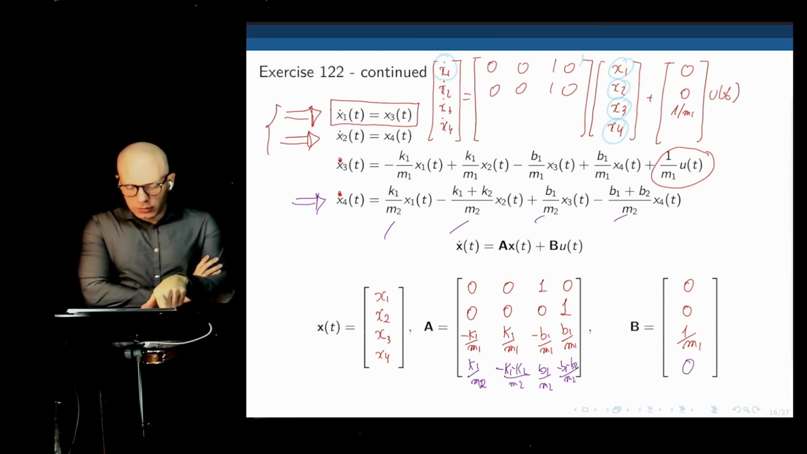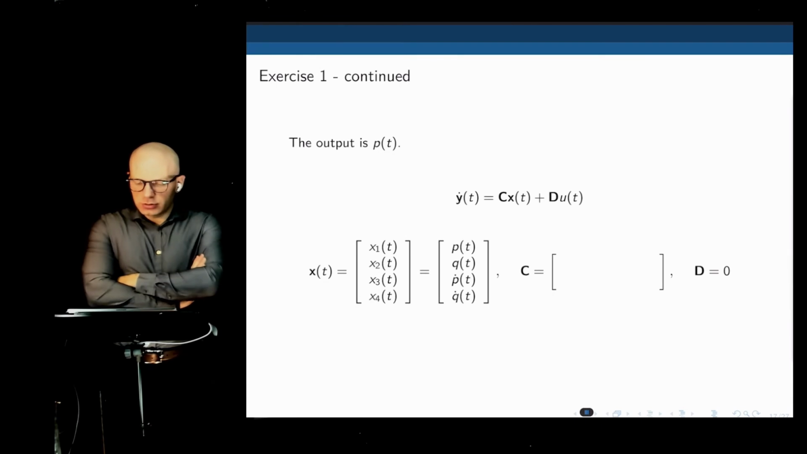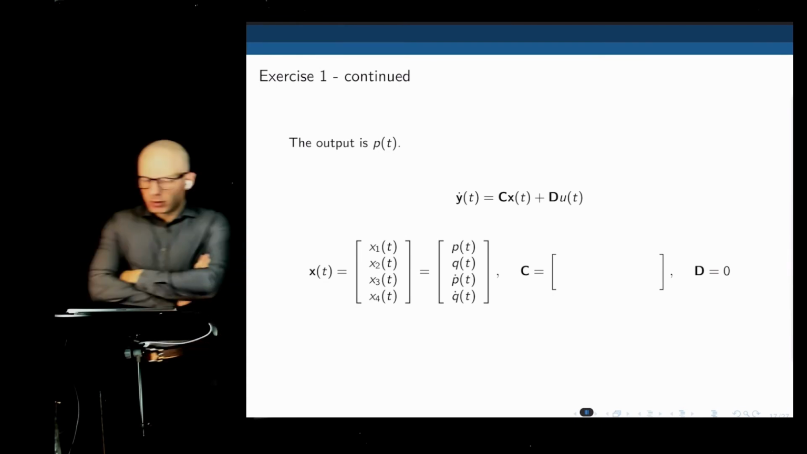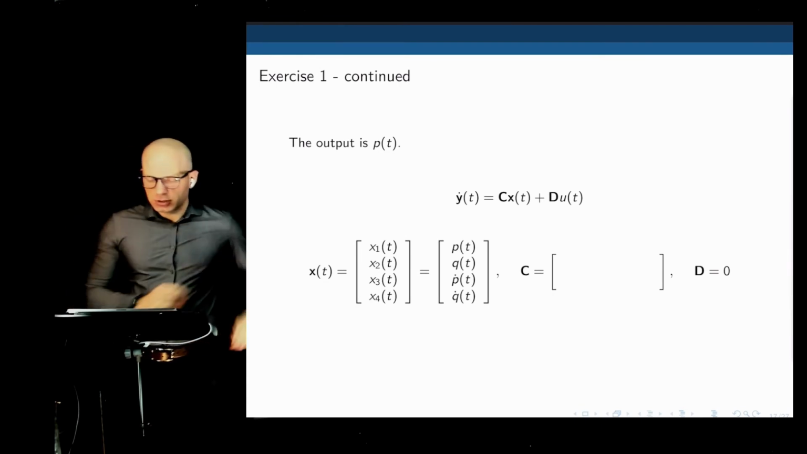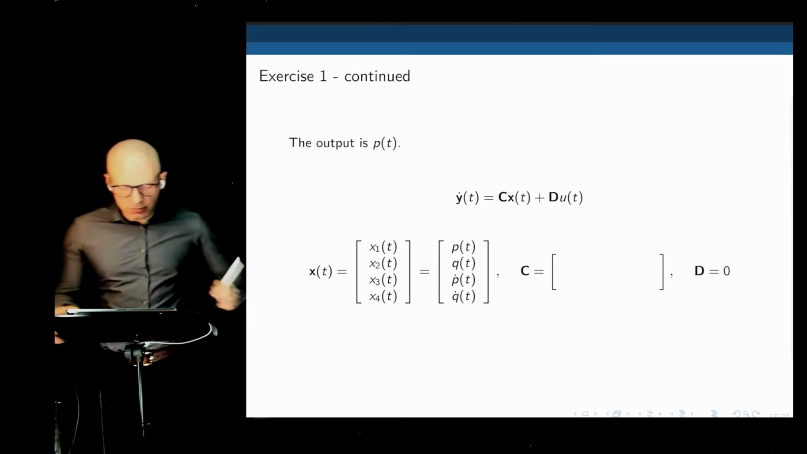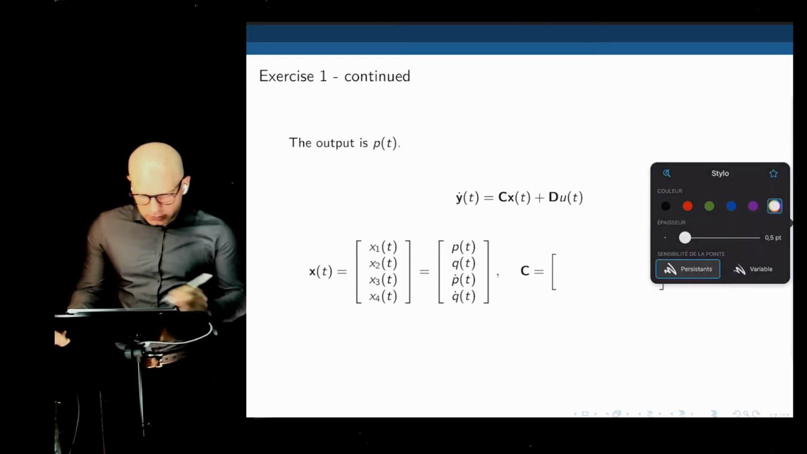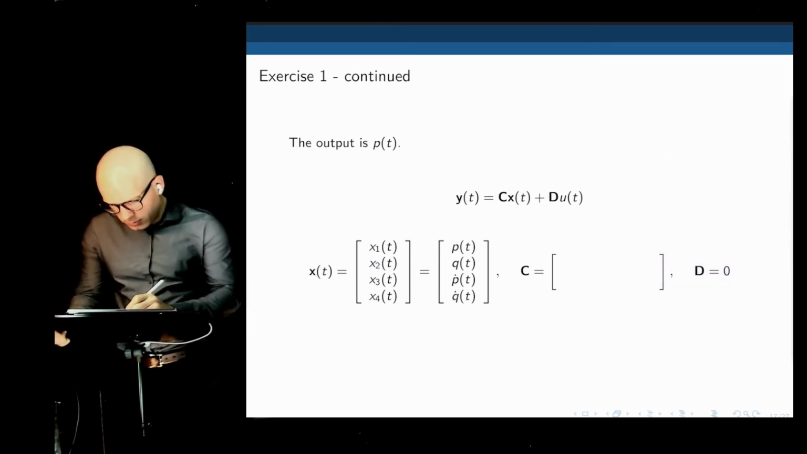Now we did half of the job. Now we need to do the other half. And the other half is to establish an equation for the output. This should just be y, not a y dot. This is a copy and paste.